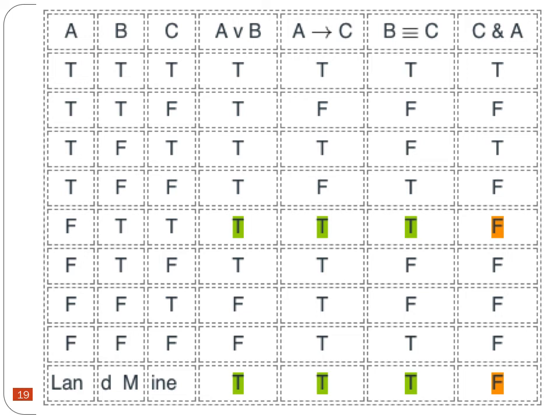So if you know that at least A or B is true, and you know that if A, then C, and you know B if and only if C, then C and A do not follow. It is possible to have true premises and a false conclusion. This argument is invalid.